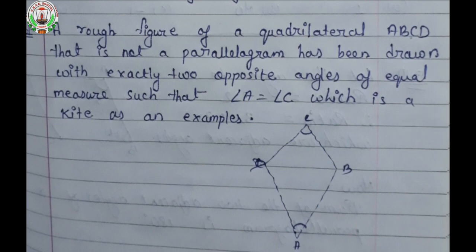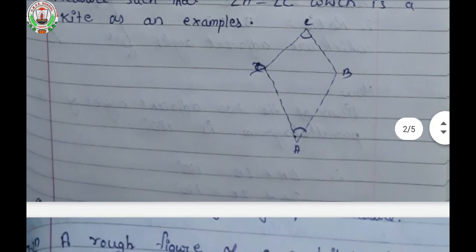So here I have drawn a rough sketch of a quadrilateral ABCD which is not a parallelogram but has exactly two opposite angles equal. Okay, so here is a figure. Which kind of quadrilateral has exactly two opposite angles equal? That is a kite. Okay, so here is a kite ABCD where angle A is equal to angle C. Clear everyone? Okay, next.